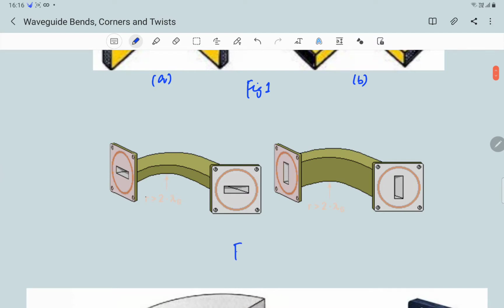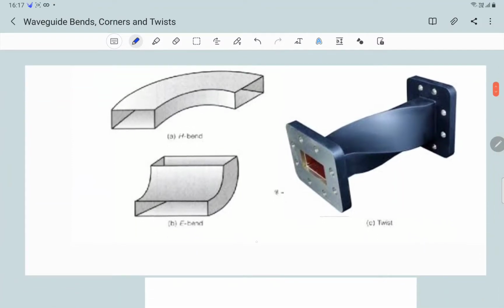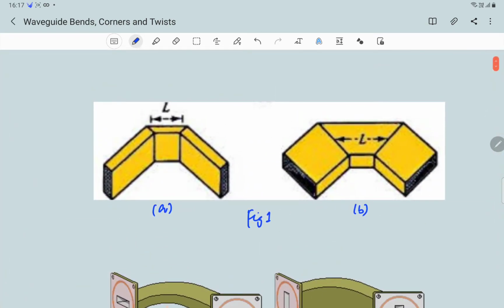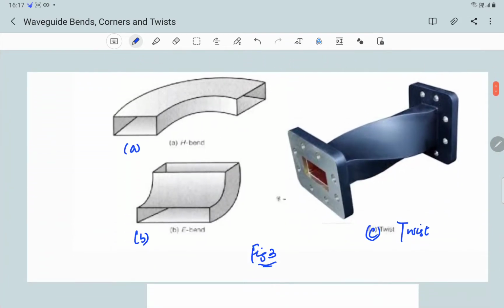Figure 2, for example, shows two types of waveguide bends, A and B. Figure 3 also shows us two bends, A, B, and figure 3C shows us a waveguide twist. So this is all we are going to discuss: waveguide corners, figure 1, waveguide bends, figure 2, and waveguide twisters, figure 3C.